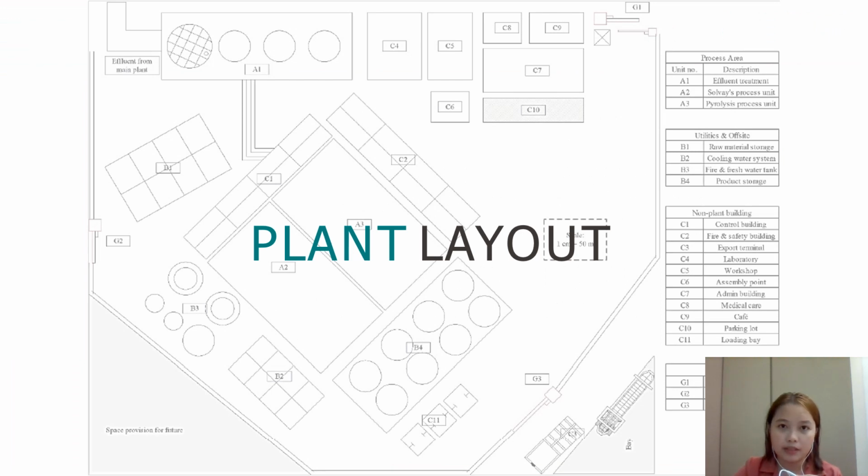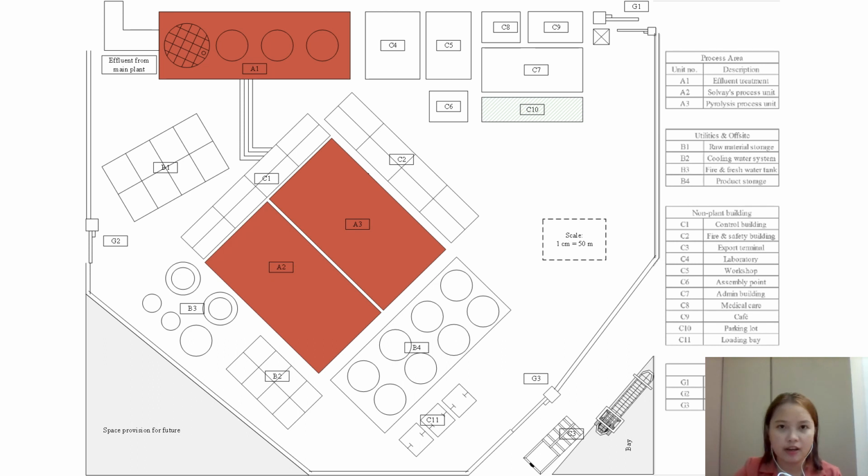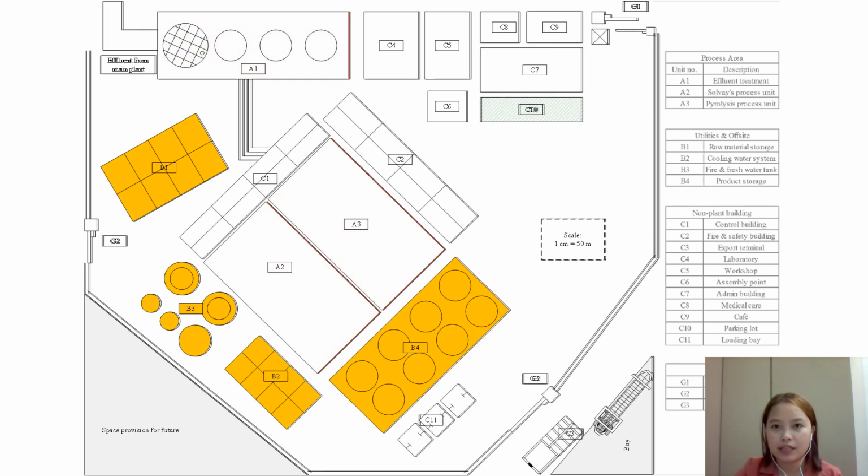For the plant layout, the area is divided into three parts: process area, utilities and off-site, and non-plant buildings. There are three main process areas of this plant: A1 effluent treatment, A2 Solvay, and A3 pyrolysis process unit. For this layout design, the process areas, especially Solvay and pyrolysis with high hazard potential, are located almost at the center of the plant to allow evacuation in case there is any emergency. Meanwhile, for the utility and off-site, all of these units revolve around the main process area to ease the access, as utilities are required in order for the main process area to operate.